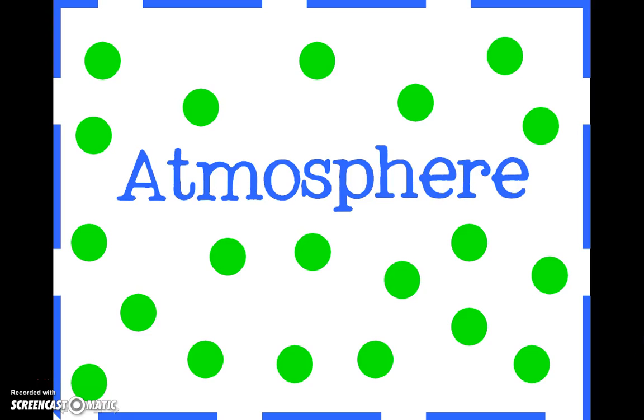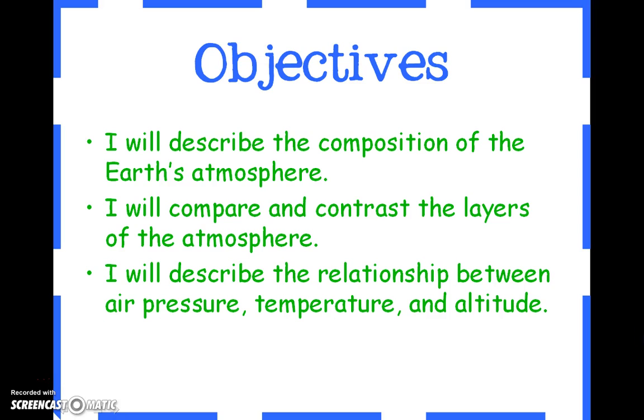Okay, this is our first lesson on the atmosphere, and today we're going to be more focused on the composition of the atmosphere and what goes on, and in the next lesson we're going to learn about the layers. So the objectives for today: I will describe the composition of the Earth's atmosphere. I will compare and contrast the layers of the atmosphere, and I will describe the relationship between air pressure, temperature, and altitude. And that first and third bullet is really what we are focusing on in this lesson.